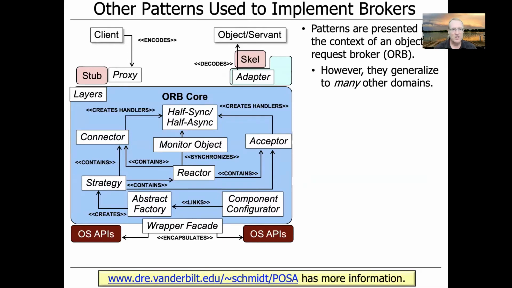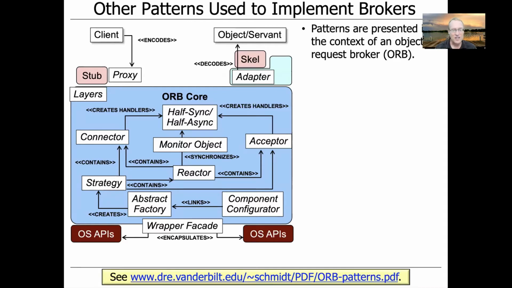But of course, it's very important to realize that the patterns do a lot more than that. If you take a look at this link at the bottom of the slides, you'll find many more examples of where these particular patterns have been applied to other things besides brokers. And if you take a look at this link here, you'll find a paper that describes how we applied these patterns in the context of an object request broker called the ACE ORB, or TAO.